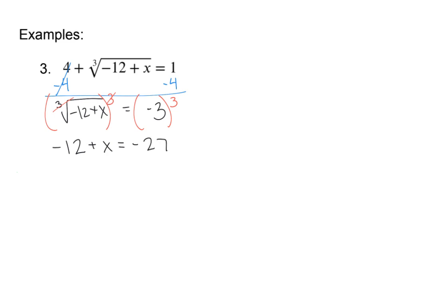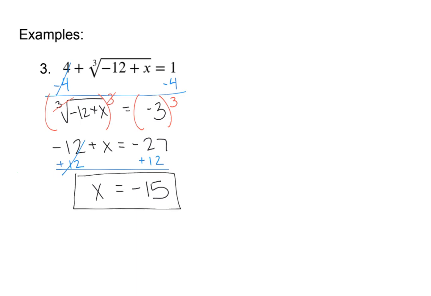Next step is to solve for x. To get x by itself, all I'm going to have to do is move this little old 12 over. They're going to cancel and leave me with an x on this side. And negative 27 plus 12 is going to be negative 15. Because this is a cubic root, we don't have to check it. I know this is the answer. But if you wanted to, you could still check it. It's going to work the same.